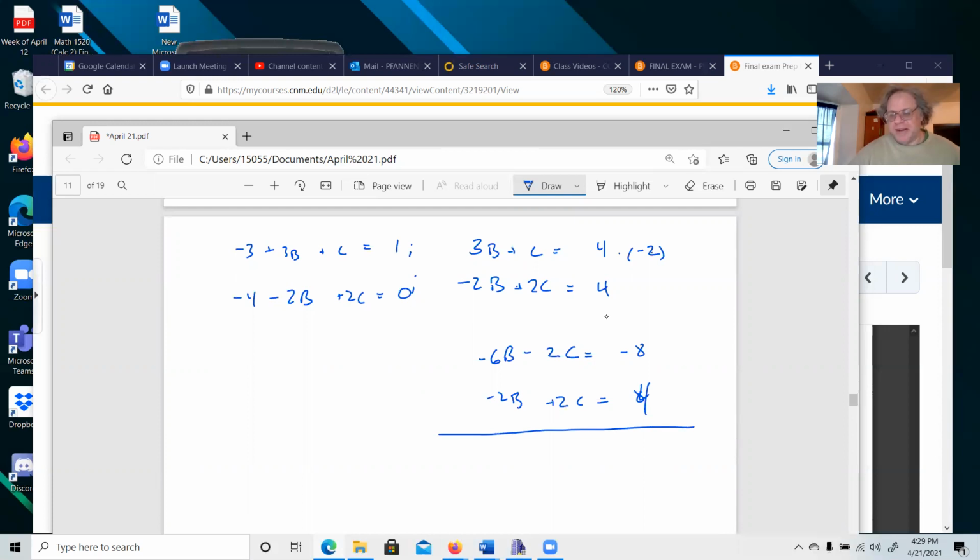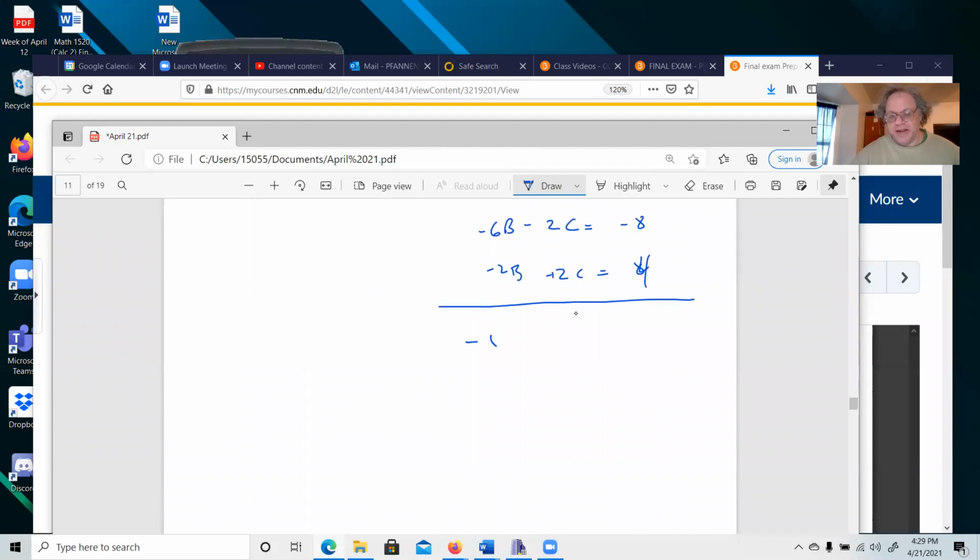Okay, so we multiply by negative 2, we get negative 6b, negative 2c, negative 8. Leave this one alone, add them. Notice the c's fall away. So we have negative 8b is equal to negative 8 plus 4, so that's negative 4. And b would be, looks like a half.